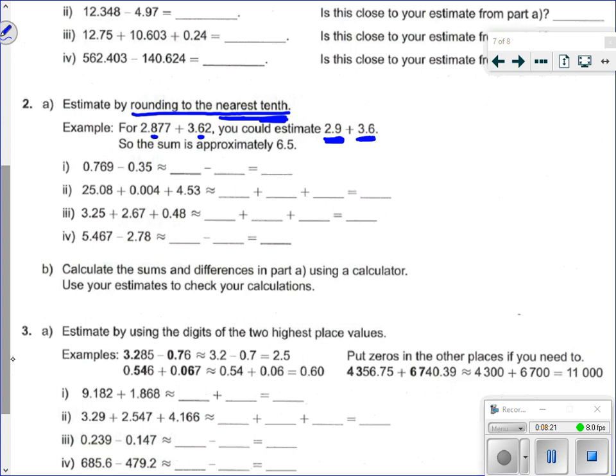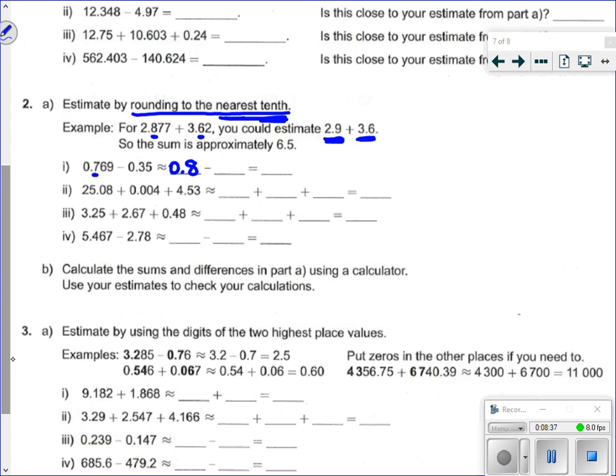Let's try a couple of these. Okay, so rounding to the nearest tenth. Here's my digit in the tenths place. It has a 6 after it. So what will happen with that 7? Hopefully you identified that it would round up to an 8.